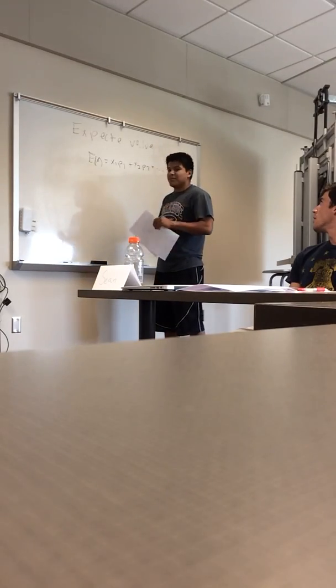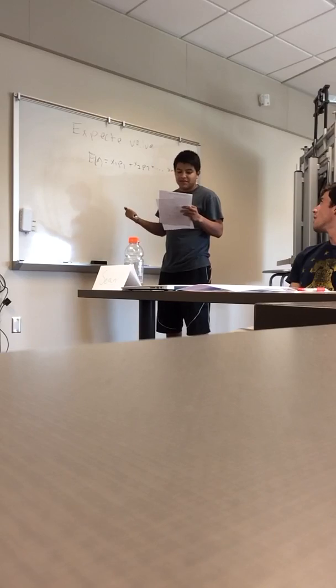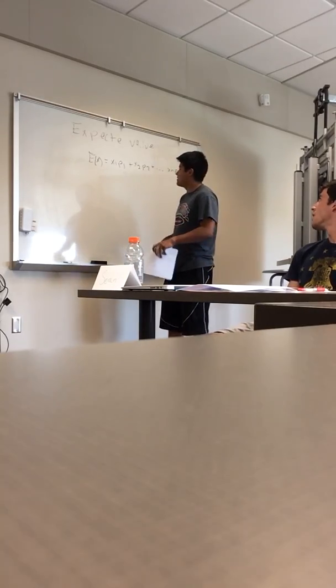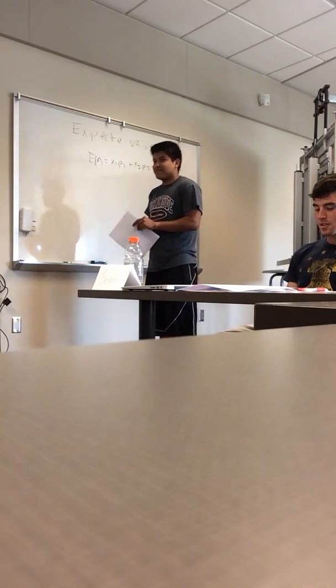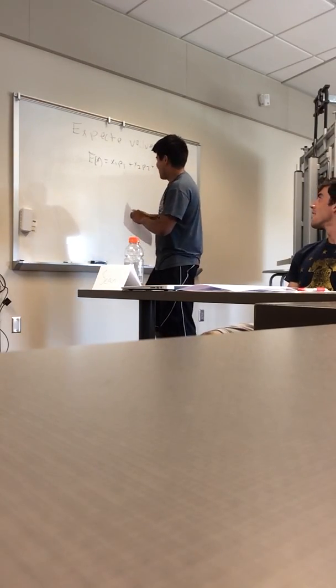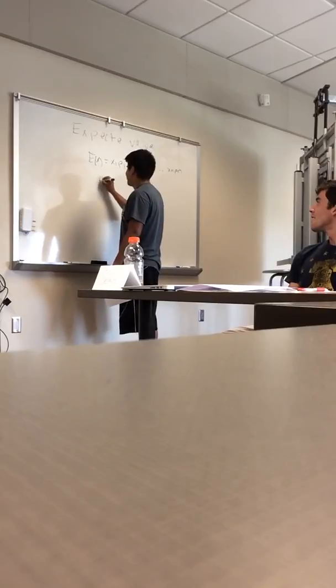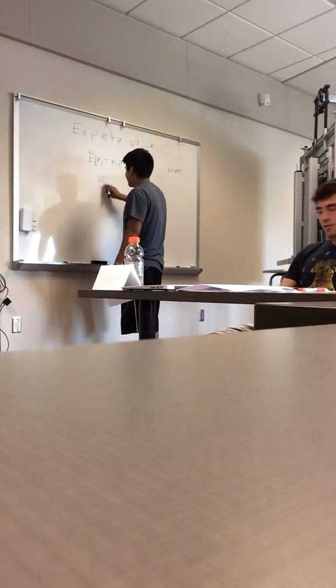So simply put, the idea is that we're going to have the sum of all possible values each multiplied by the probability of its occurrence. And we're going to start this by writing out a chart. It's a lot easier to visualize.